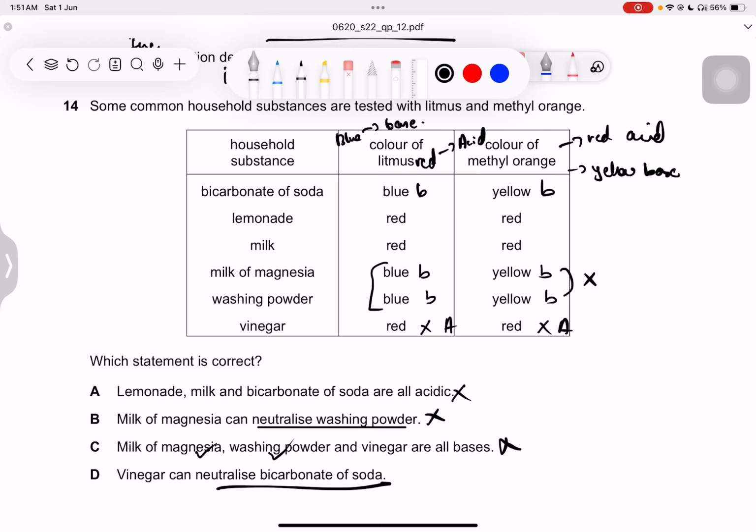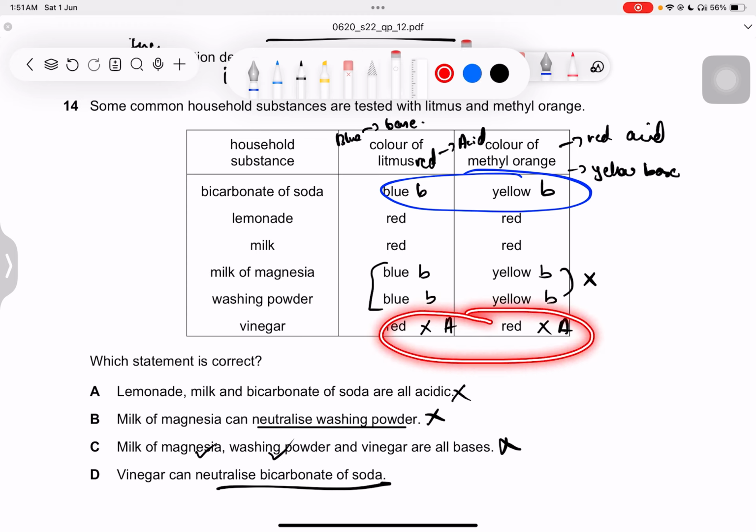Vinegar can neutralize bicarbonate of soda. We know bicarbonate of soda is basic and vinegar is acidic. So acid and base react in a neutralization reaction. So option D is correct.